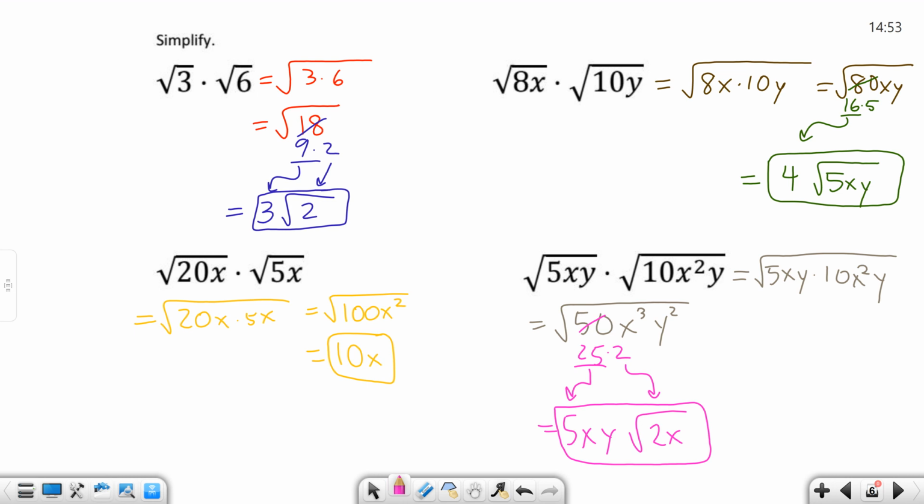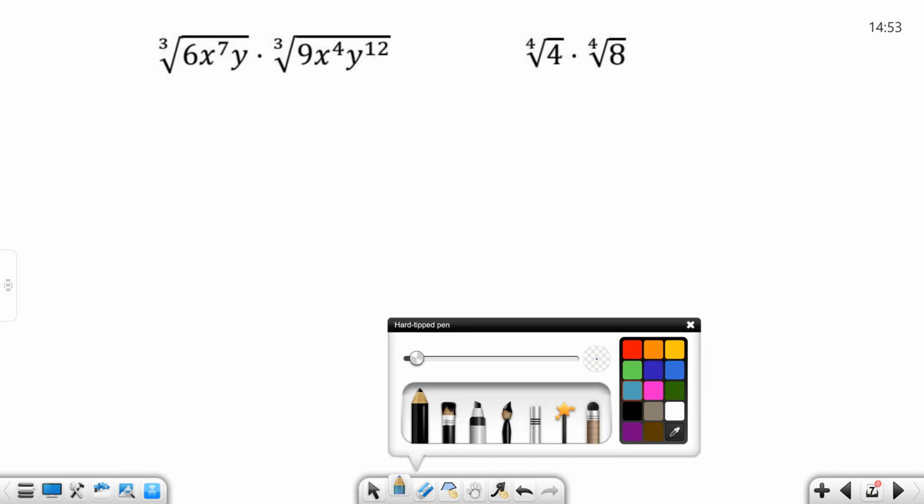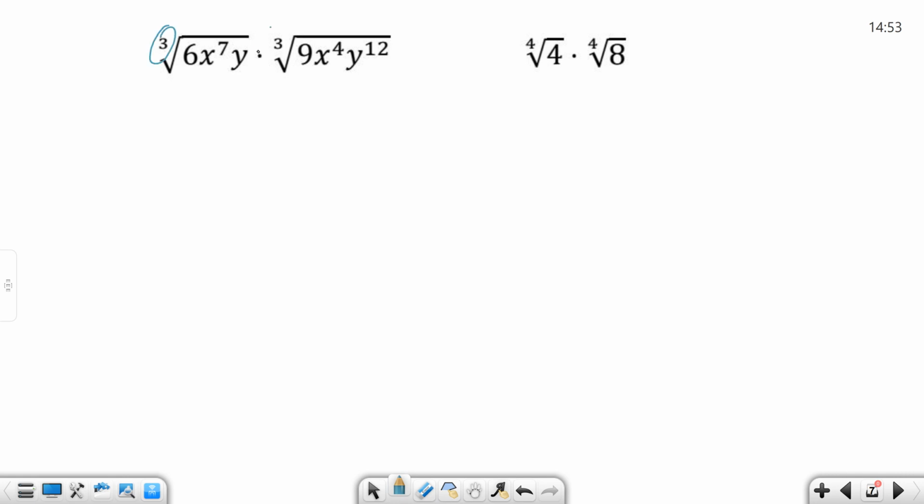All right, so to multiply them, I just multiply the radicands, what's underneath there, put it under the same root, because it's got to be the same root to start with, and then I simplify it. So here, cube root of 6x to the 7th y times the cube root of 9x to the 4th y to the 12th. Again, they're both under cube roots, so that means I'm going to put them under one big cube root.